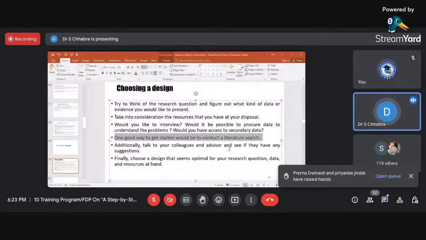How would I access secondary data? So I should look into my resources. I should look into the cost of accessing those types of resources. As I started telling you, at times a bank may not divulge any data to you, because it is categorical or classified.